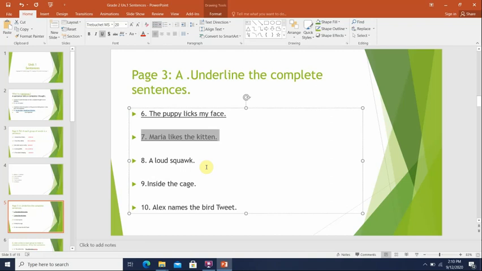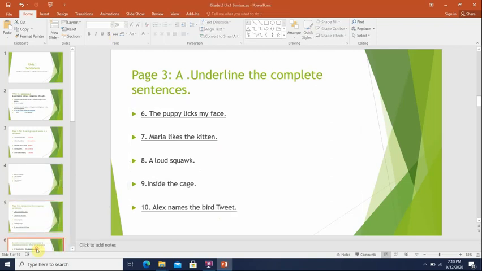Number 9, inside the cage. Again, it didn't say who or what is inside the cage. So this group of words is not a sentence. Number 10, Alex names the bird Tweet. This group of words mentions that a boy named Alex named his bird Tweet. So this is a complete sentence.